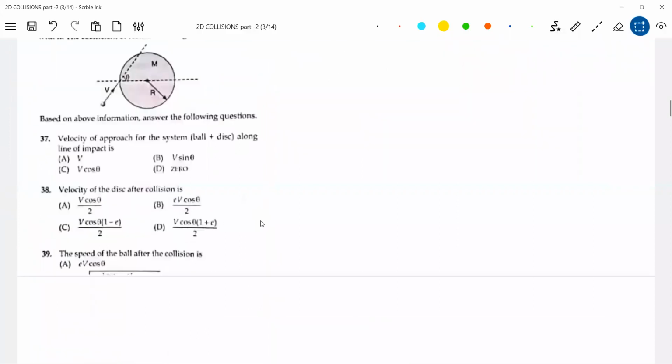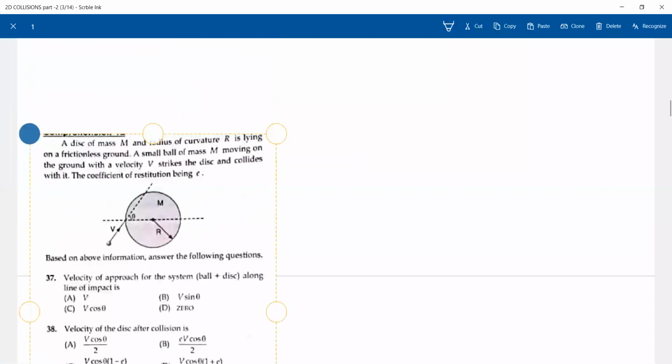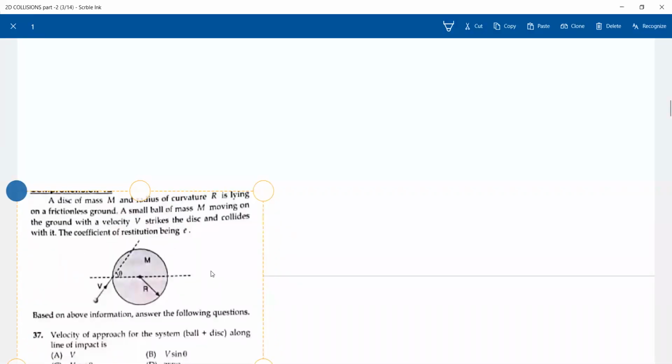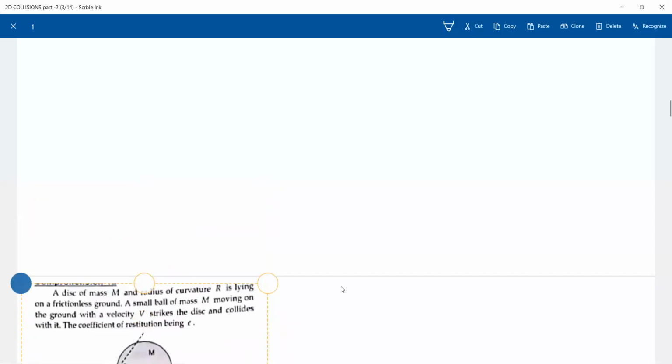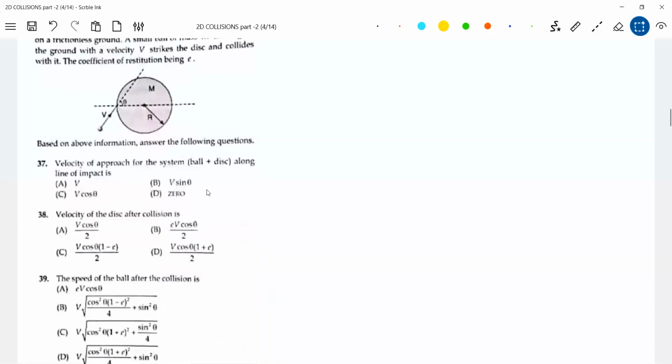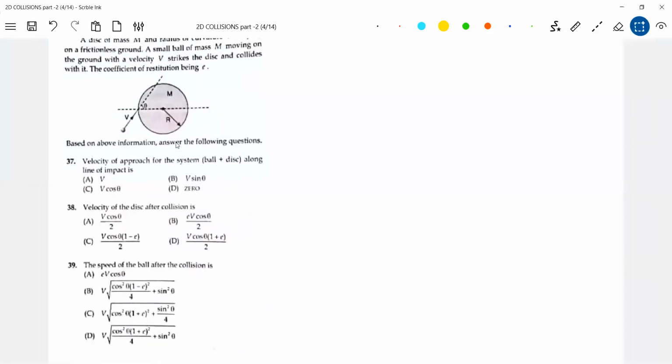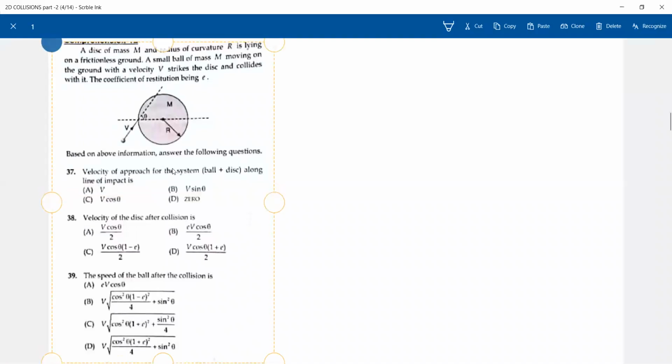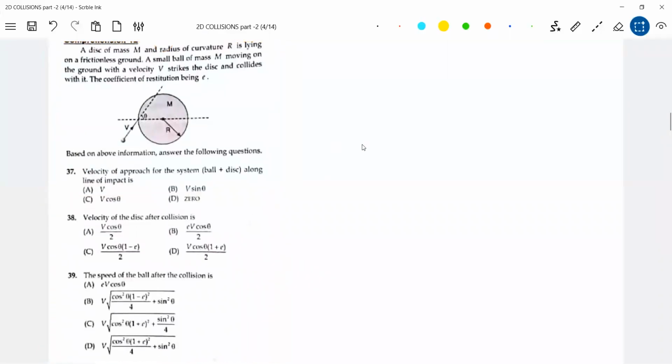Are you able to read the question? Okay, we'll do one thing. I'll move on to the next page. Big questions, lot of problems. I think I'm able to display this much here.